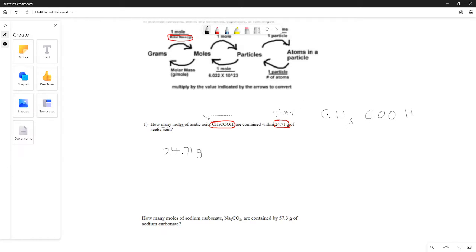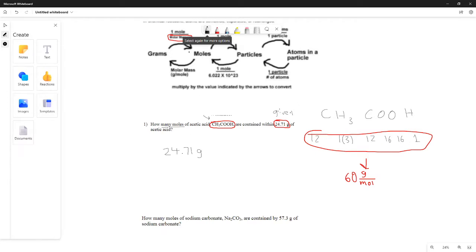So if we pull out CH3COOH: carbon has 12, plus hydrogen has 1, so 1 times 3, and carbon another 12, oxygen has about 16, oxygen another 16, hydrogen 1. If you add all of these together, you get about 24 plus 3 is 27, plus 32 is about, I think, 60. Let me just double check my calculator. Don't want to mess up. Yeah, we have 60. So this gives us 60 grams per mole.